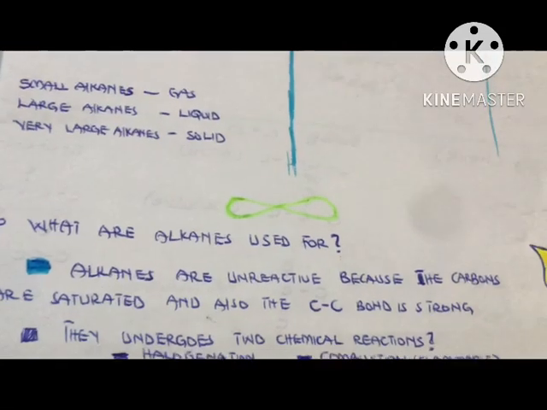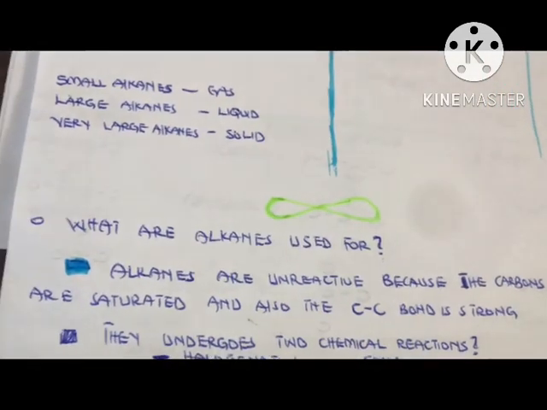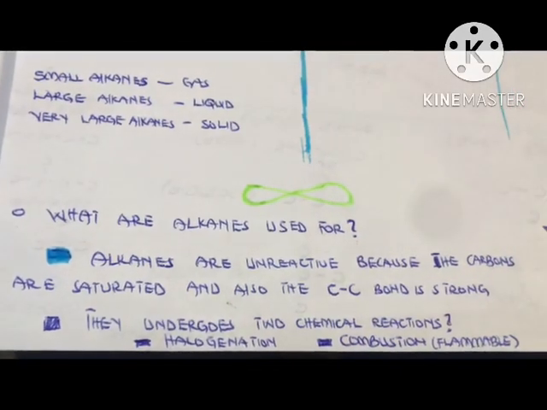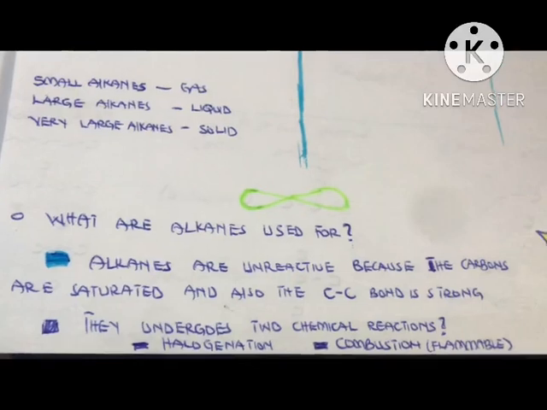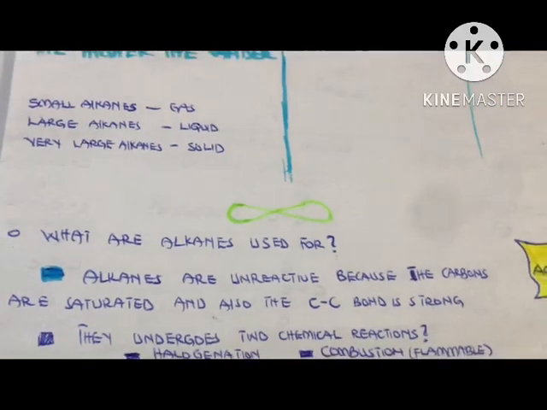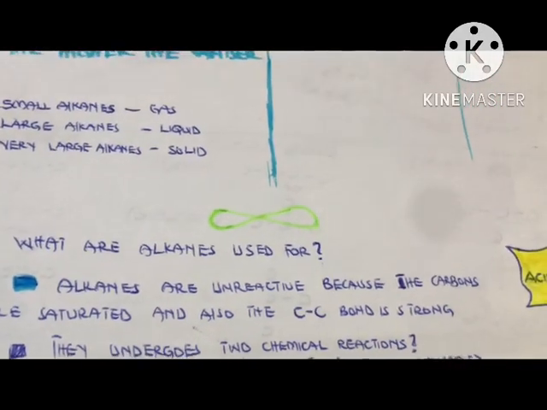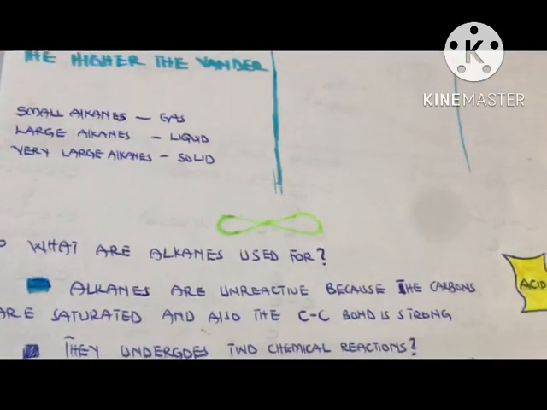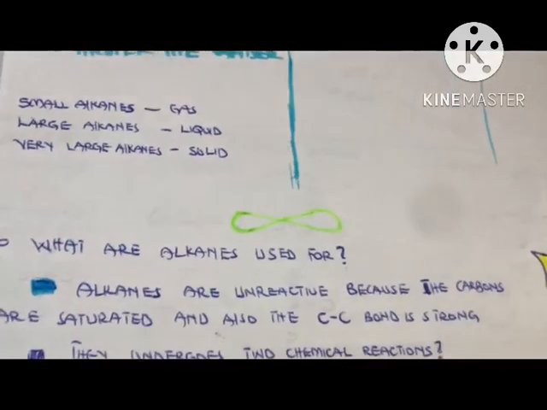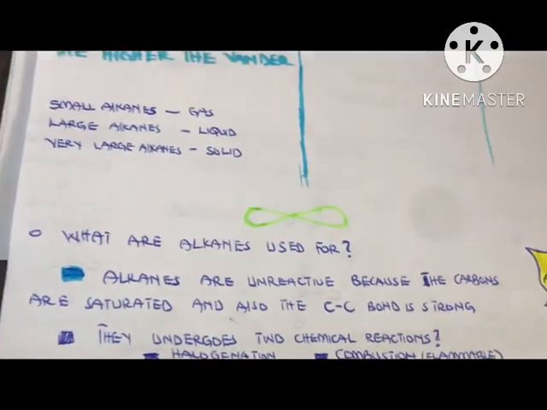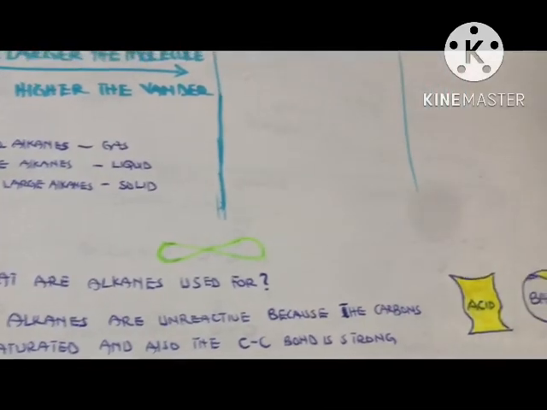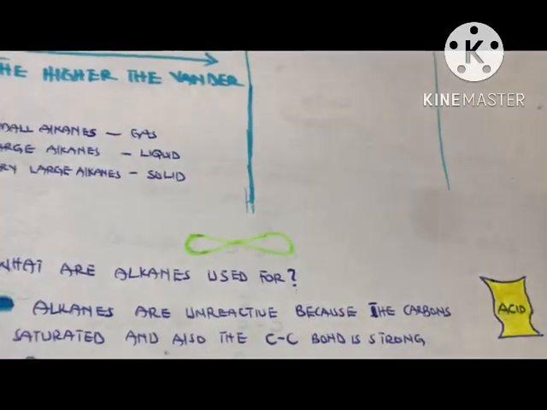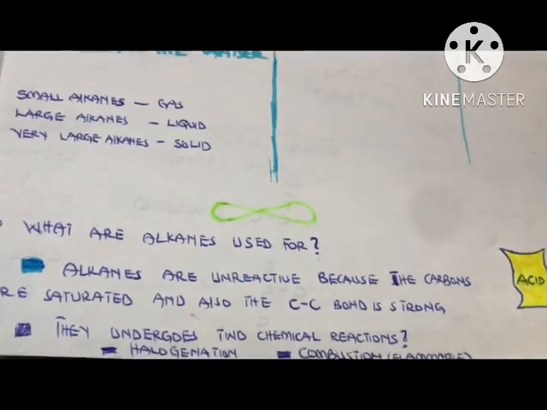Alkanes are unreactive because the carbons are saturated. As I said, alkanes are saturated hydrocarbons. The carbons are saturated, they are satisfied, so they are unreactive. And also the carbon-carbon bonds are very strong. Carbon-carbon single bonds are stronger than carbon-carbon double bonds. Because they are unreactive, they don't actually react with acid, base, reducing agents, or oxidizing agents.